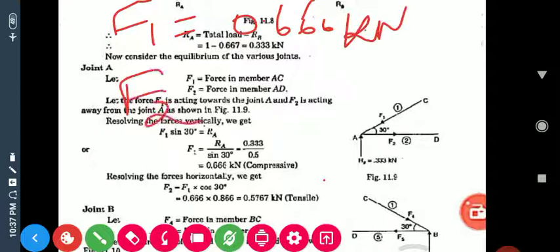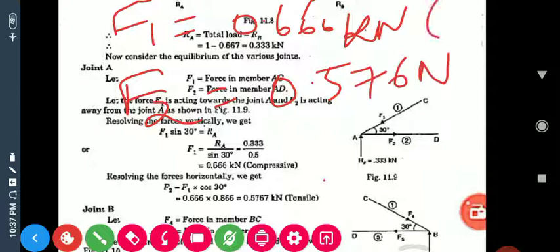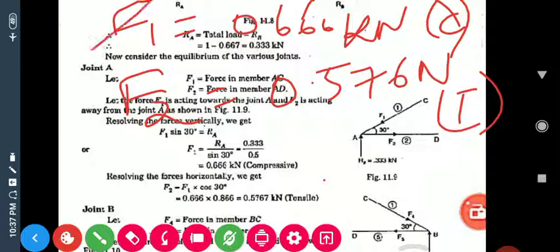So now we have obtained the value of F1 equal to 0.666 kilonewton, which is compressive in nature, and the value of F2 as 0.576 kilonewton. This F2 is obtained with a positive sign, so it is tensile in nature. We have obtained F1, we have obtained F2. Now we have completed the analysis for joint A.